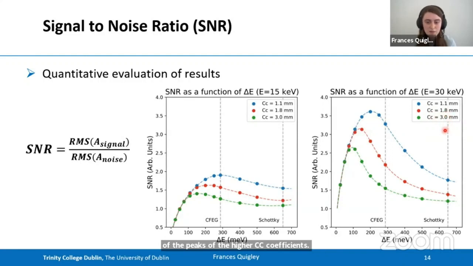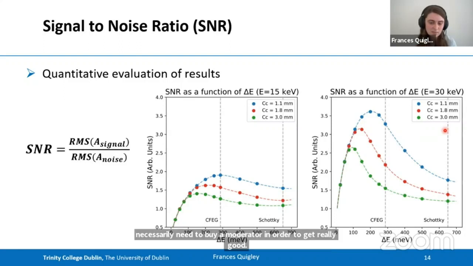And this would imply that if you have a high resolution objective lens with a low CC coefficient, you don't necessarily need to buy a monochromator in order to get really good high signal to noise ratio images. You could simply upgrade your Schottky FEG to a cold field emission gun.